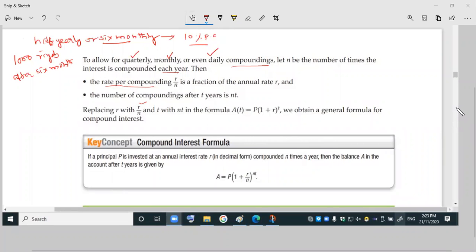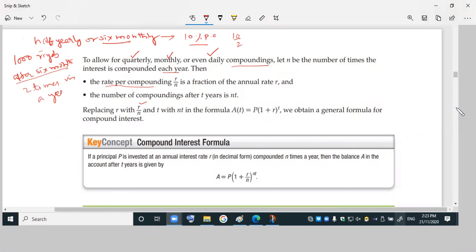Okay. So if it is half yearly, this rate will become half, 10 by 2, because it is 2 times. Six monthly means 2 times in a year. So we divide by how many times in a year it is compounded, which is 2. That will become 5%, that means you will divide by 100, 0.05. So R will become 0.05.